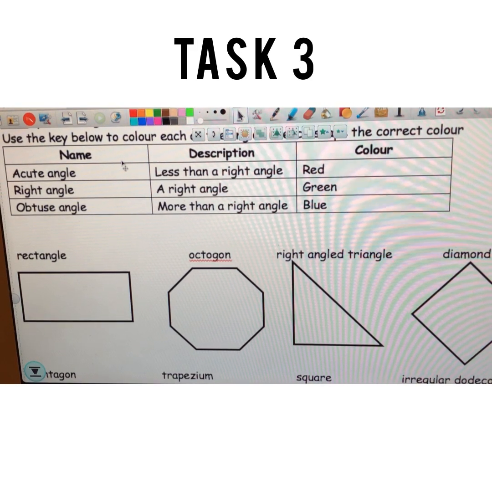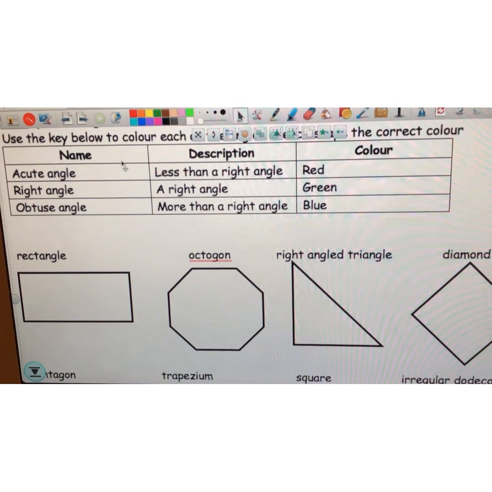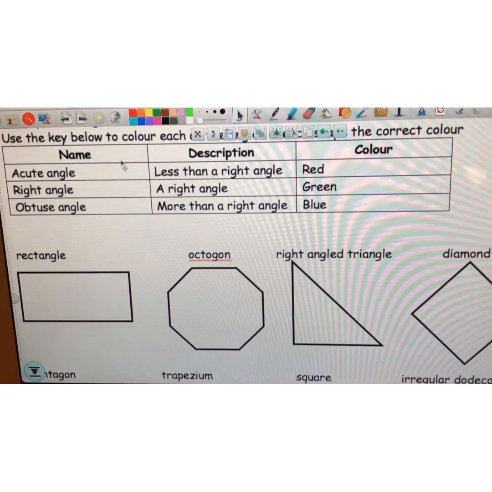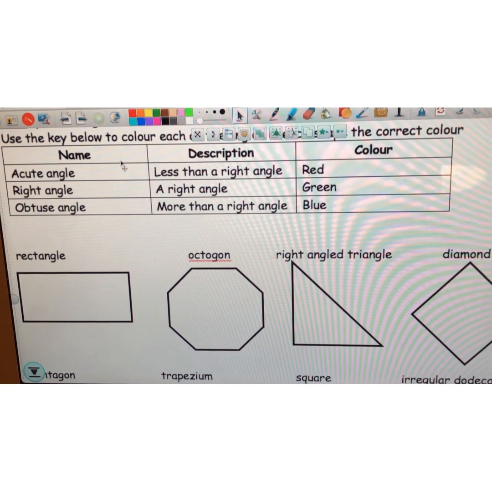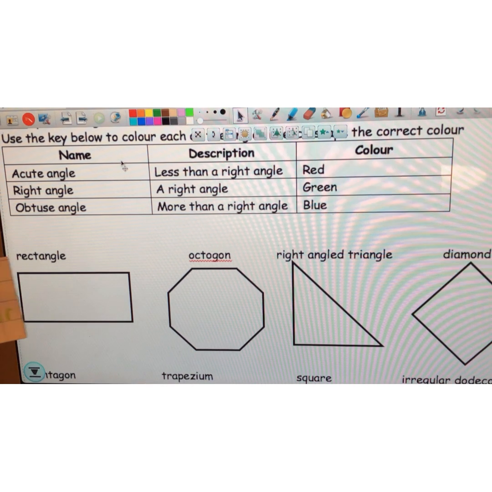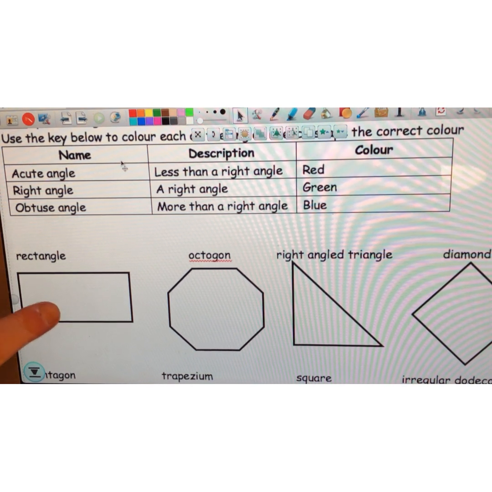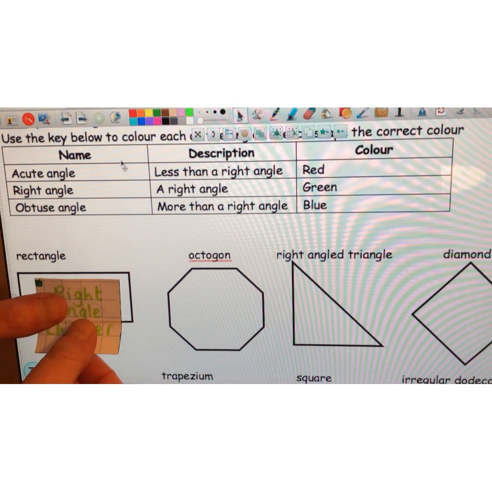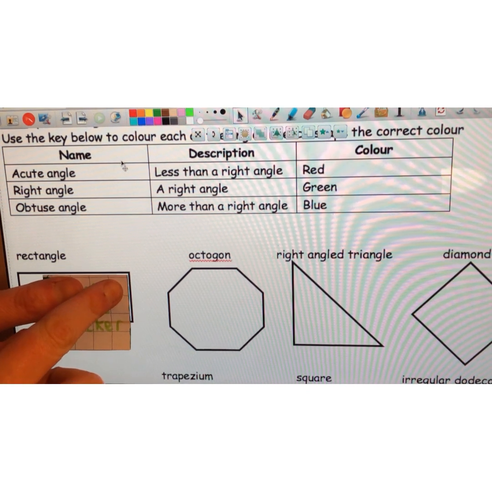So on task 3, it asks you to use your right angle checker to check some angles inside different shapes. To do this, I'm going to model it to you on the computer in case you're using the computer because you don't have a printer. For this rectangle, what we'd want you to do is draw it out in your book and then check whether it had angles that were a right angle or not.